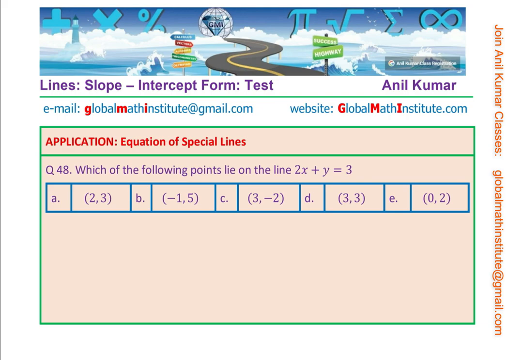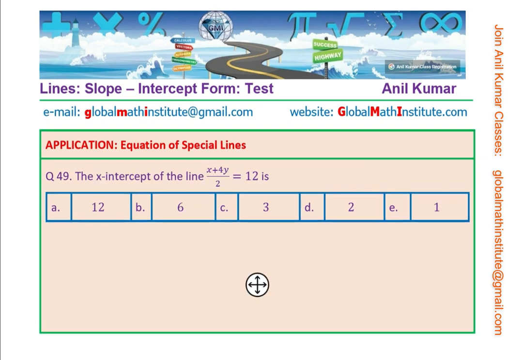48. Which of the following points lie on the given line? Similar question. You may have more than one answer. 49. The x-intercept of the line x plus 4y over 2 equals to 12 is what?